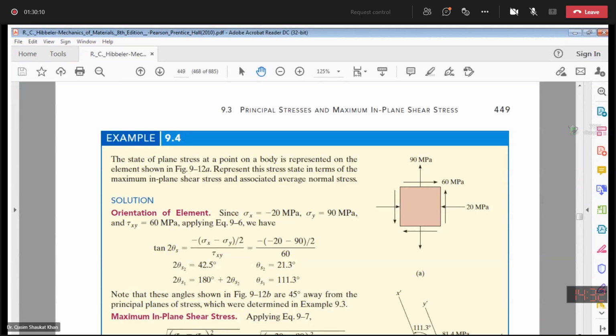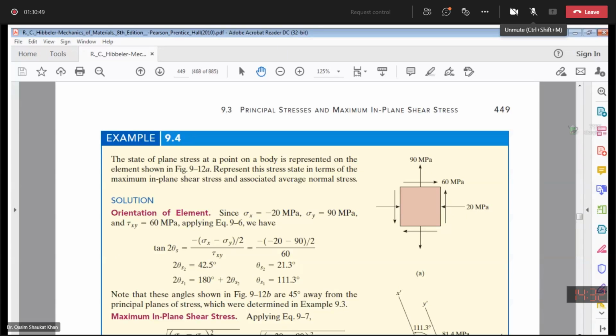What's the value we are getting, guys? You are doing it really very slow. Okay, and theta s2? Preferably just go to a maximum of 2 decimal places. 3 decimal places for angle is too much. 2 decimal places are sufficient. So theta s1 I'm getting as 111.3. Then theta s2 I'm getting as 21.3.